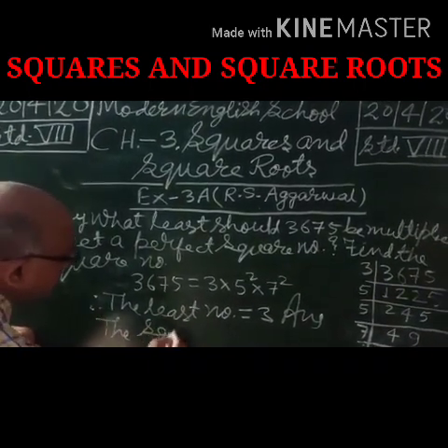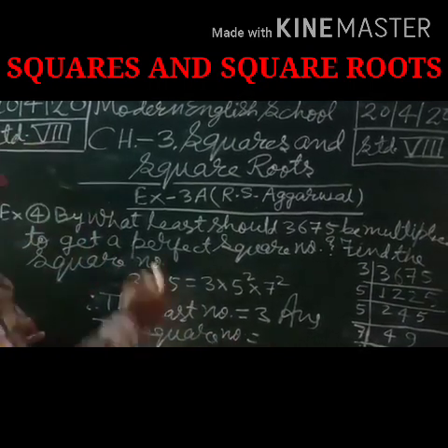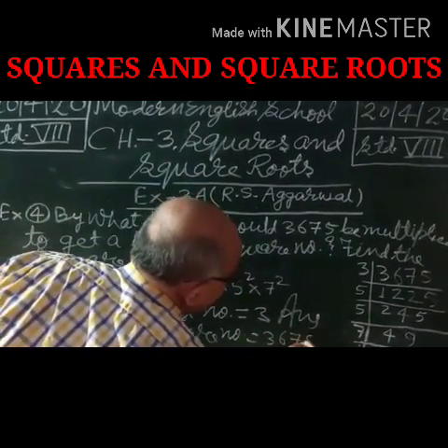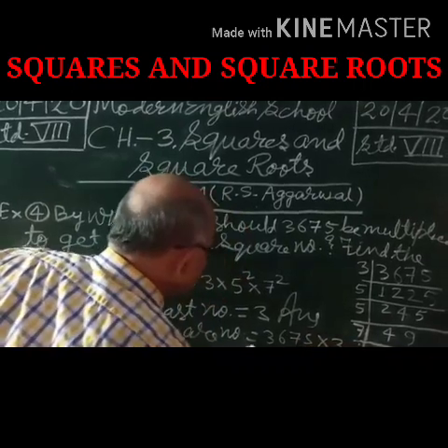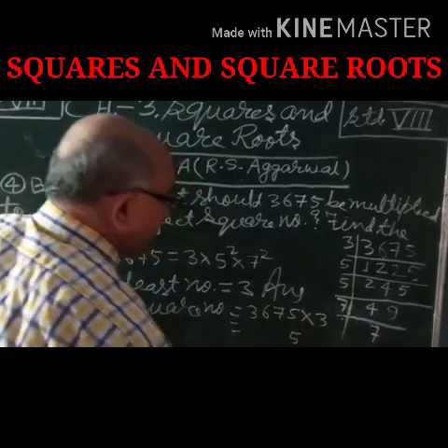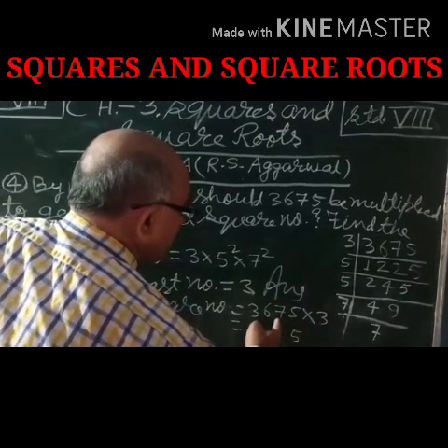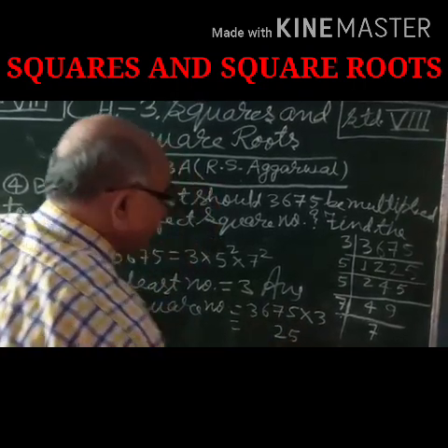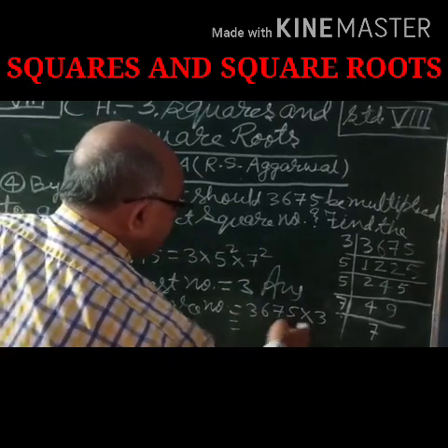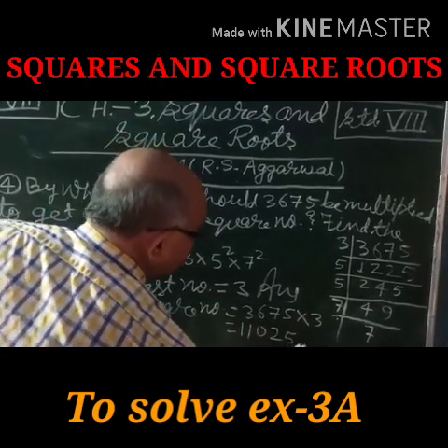Next, the square number: 3675 multiplied by 3. Multiply it. 5 threes are 15. 7 threes are 21 plus 1 is 22. 6 threes are 18 plus 2 is 20. 3 threes are 9 plus 2 is 11. Answer.